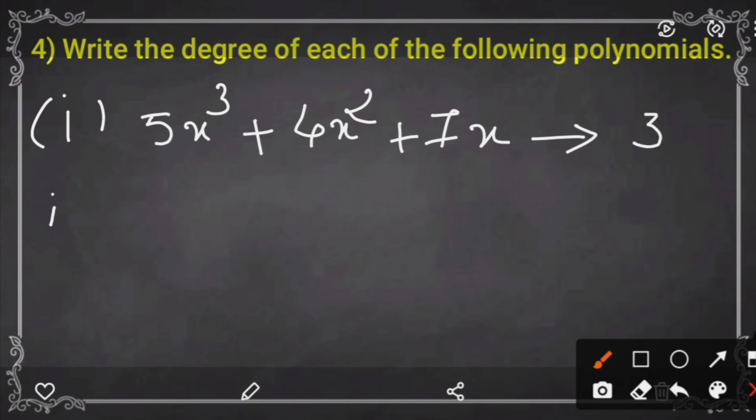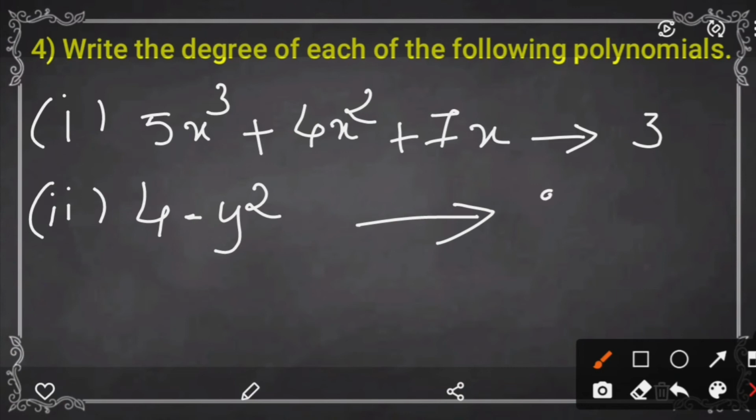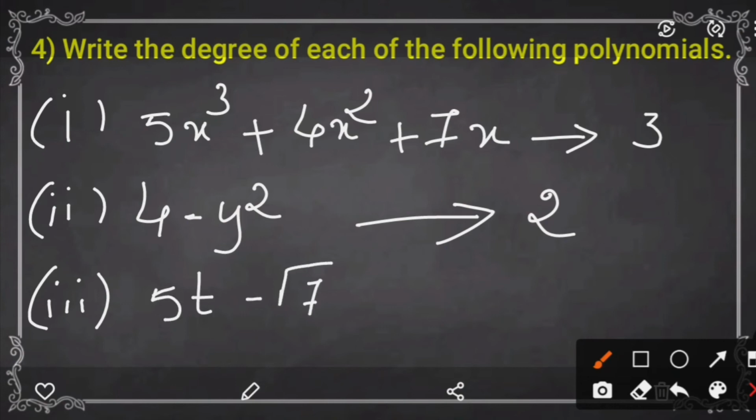The same way, the second one. What is the second one? The second one is 4 minus y square. Here what is the variable? Y is the variable. So what is the degree of this variable here? The degree is 2. The same way, the third one. The question is 5t minus root 7. Here t is having the power as 1. So the degree of this polynomial is 1.